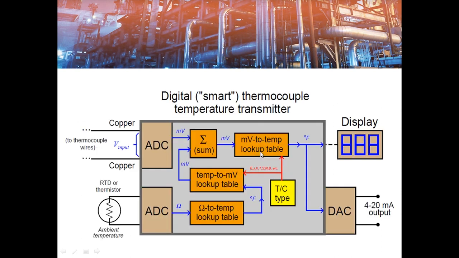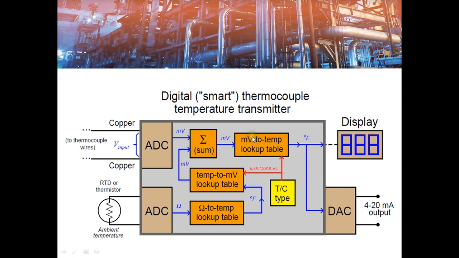Here you can see a typical thermocouple temperature transmitter block diagram, which consists of various blocks like the ADC. ADC stands for analog to digital converter, which converts the EMF output of the thermocouple to a digital signal, and this digital signal is processed by the processor that is present on the transmitter. And this is the ambient temperature measuring sensor that is used for providing the cold junction compensation for the thermocouple. And this is the DAC block. DAC stands for digital to analog converter, which converts the digital signal of the processor to a 4 to 20 milliampere analog output.